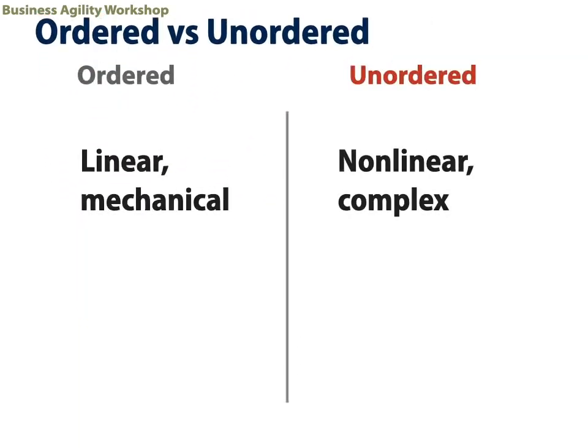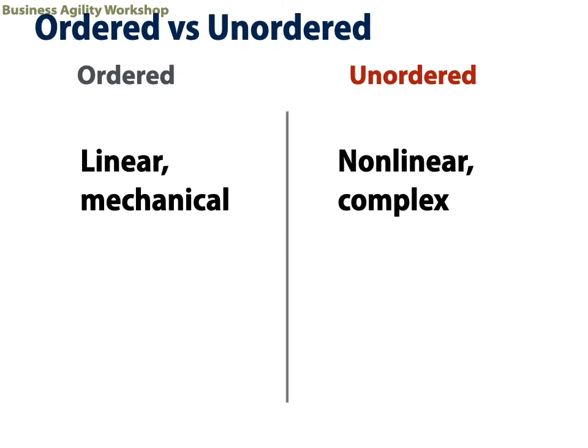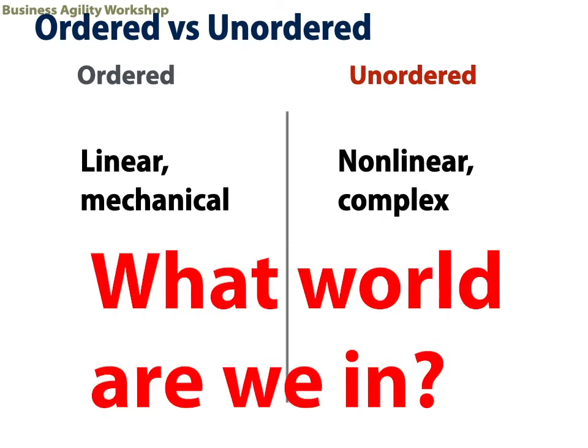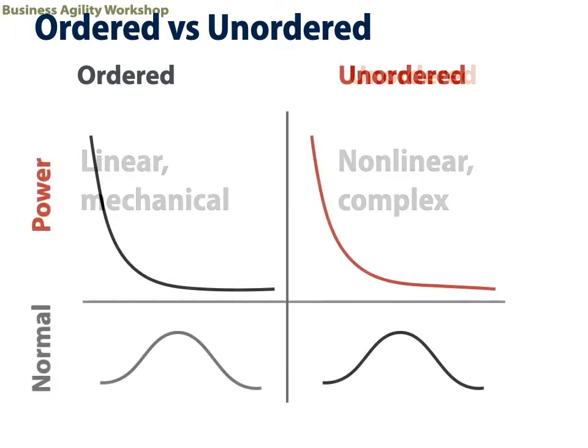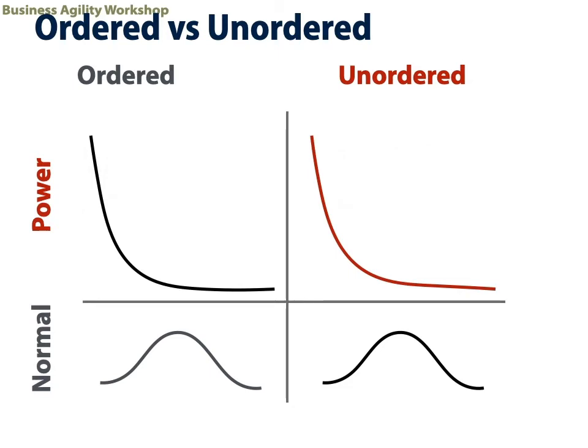So the question is, what world are we in? I always want to look at a problem by starting with this question so we understand the context for the kinds of problems we're going to be up against. And that involves understanding the difference between ordered and unordered, which a lot of people can probably understand. And then we'll add another axis to that, and that is the distribution of results, the distribution of outcomes from a normal distribution to a power distribution.